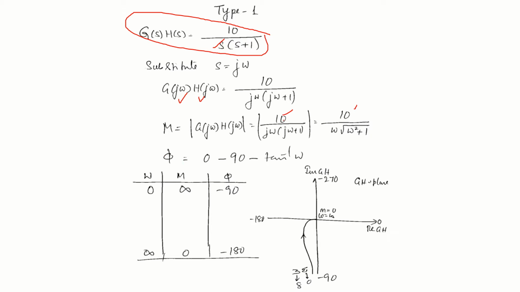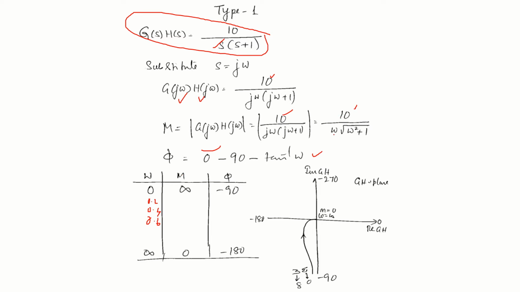Phase angle, tan inverse of this one, constant is 0. 1 by j omega is minus 90. 1 by j omega plus 1 is minus tan inverse omega by 1. You get this. Let us take a number of values of omega: 0, 0.2, 0.4, 0.6 and so on like this. For these omega values, let us calculate magnitude.